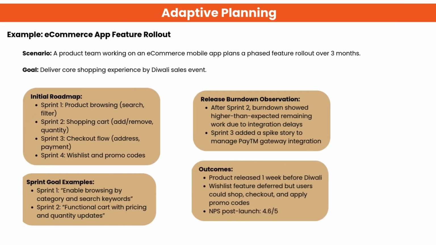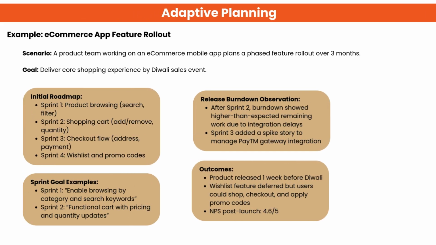This example shows an adaptive release plan for an e-commerce app. Goal: deliver core shopping features before the Diwali sales event. The initial roadmap included browsing, cart updates, checkout, and wish list.